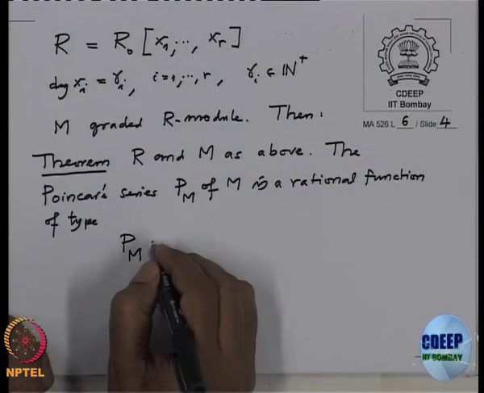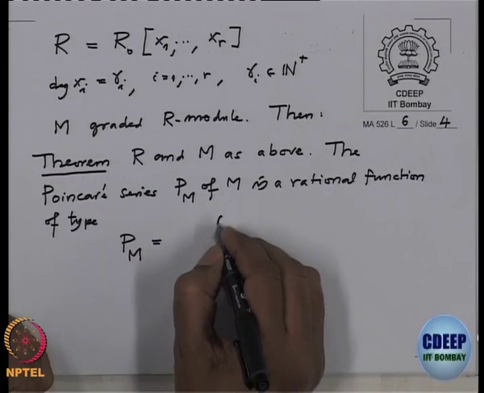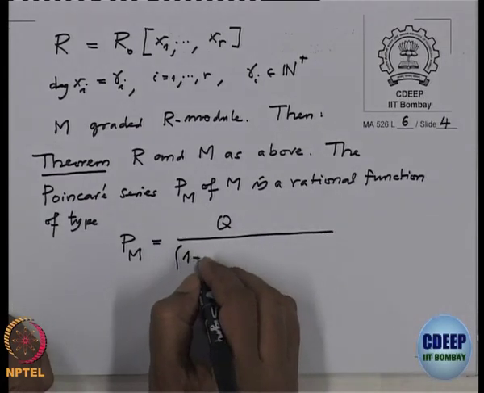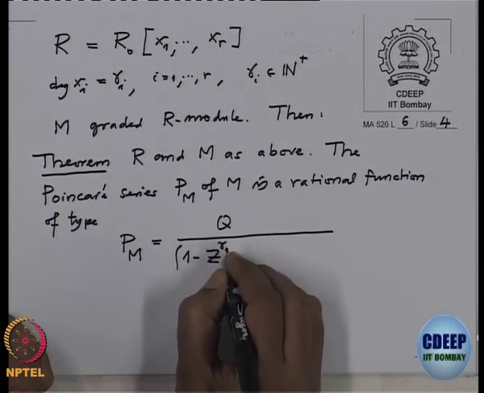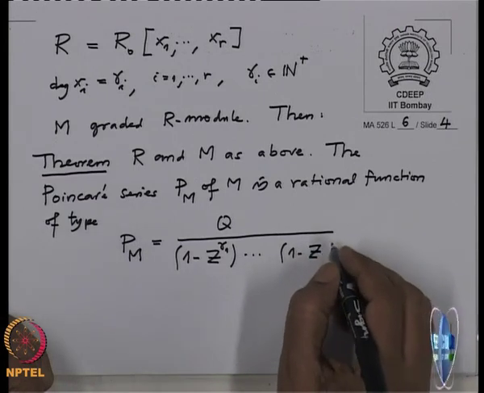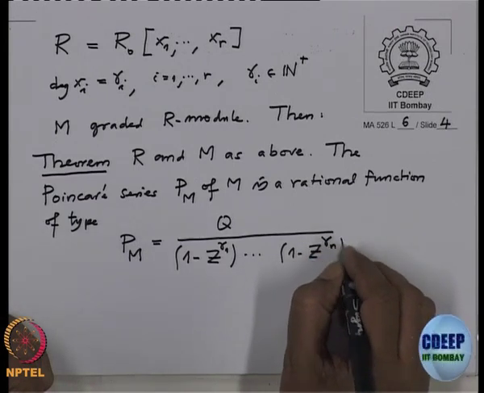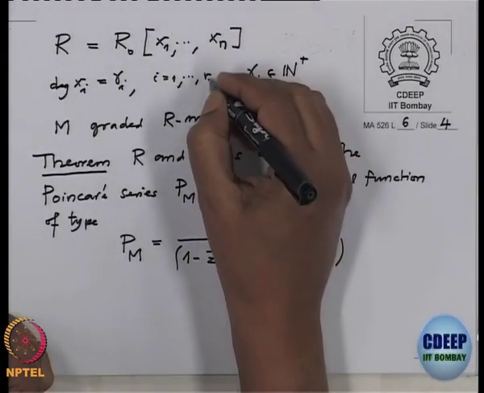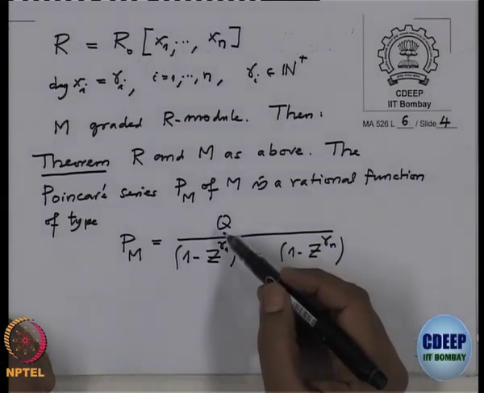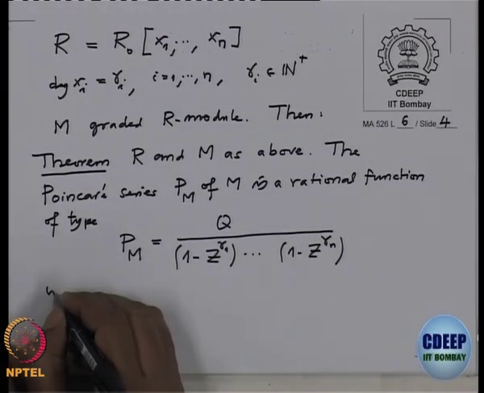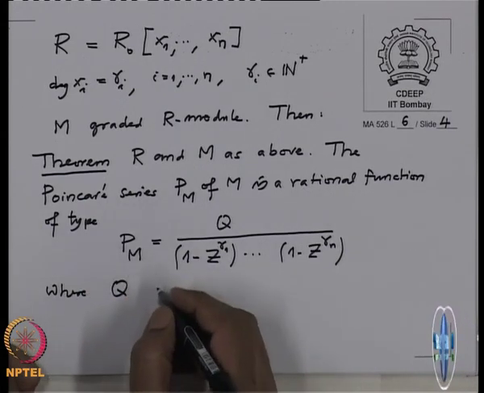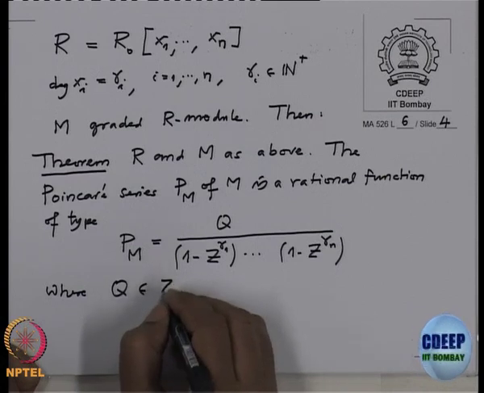So P_M equal to Q divided by (1 minus Z power gamma 1) through (1 minus Z power gamma n). Let us call this n. So Q, where Q is a Laurent polynomial with integer coefficients.